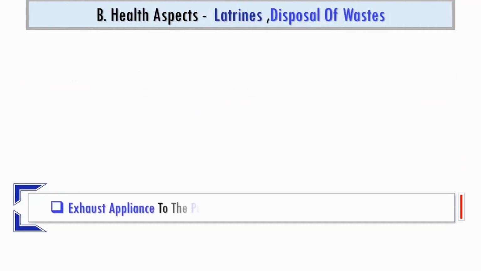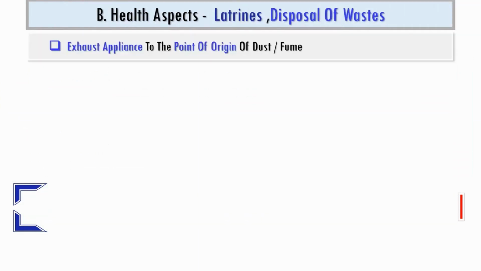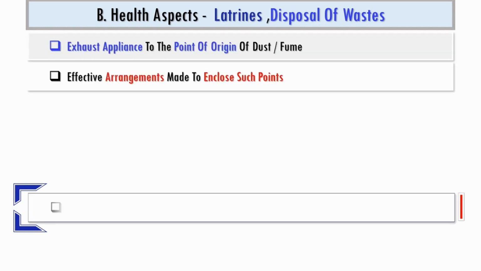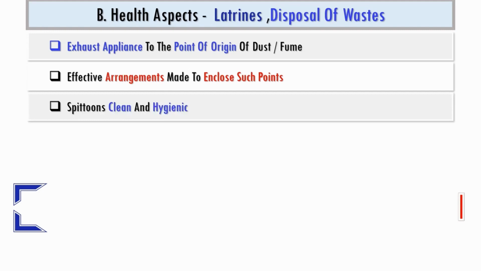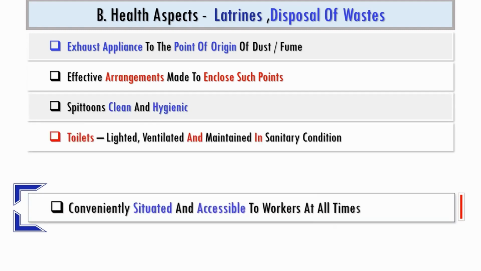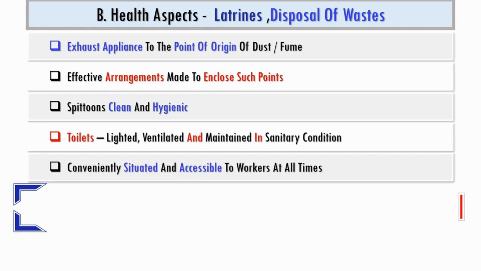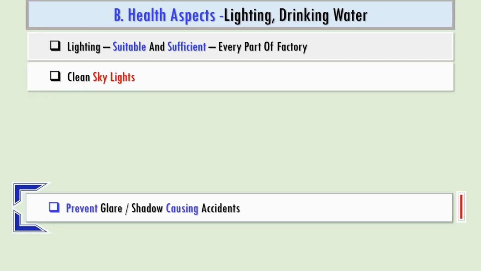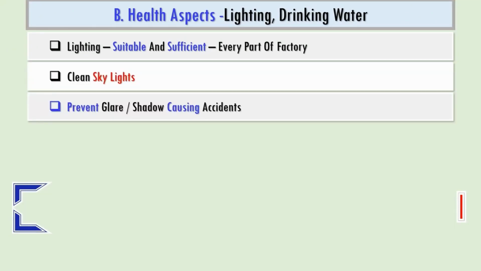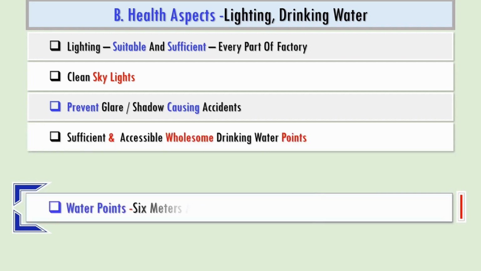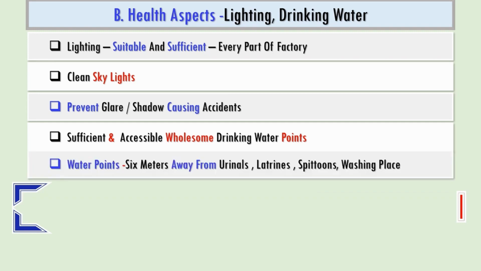The Act covers the origins of dust and fume to be properly covered with exhaust appliances, with arrangements made to enclose such points, clean and hygienic spittoons, properly maintained, ventilated and lighted toilets, conveniently accessible to workers at all times, suitable and sufficient lighting including skylights, prevention of glare and shadow to protect from accidents, and wholesome drinking water points, sufficient, accessible and hygienic, being away by a minimum of 6 meters from urinals, latrines, spittoons and washing places.